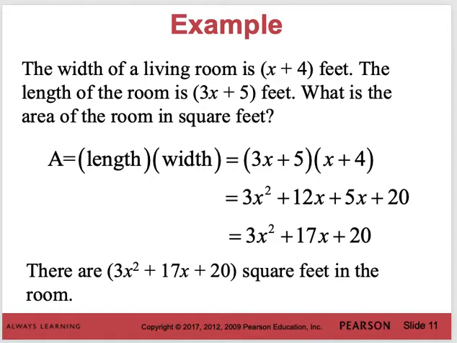So how can this relate to everyday situations? When we're talking about widths or lengths, and the width of a living room, for example, is x plus 4 feet, the length of the room is 3x plus 5 feet. What is the area of the room? And we know area is length times width, so we can multiply these two values together to get that there are 3x squared plus 17x plus 20 square feet in the room.